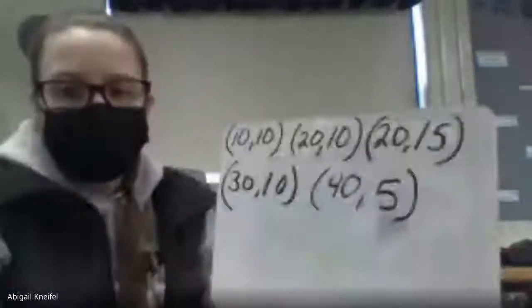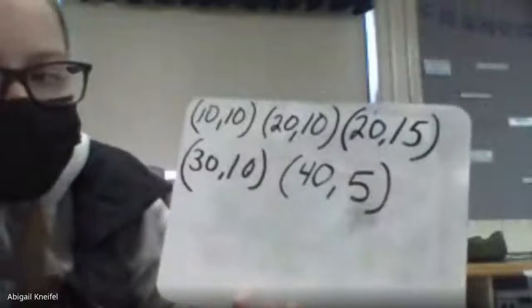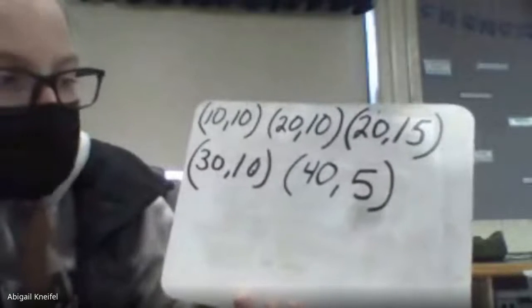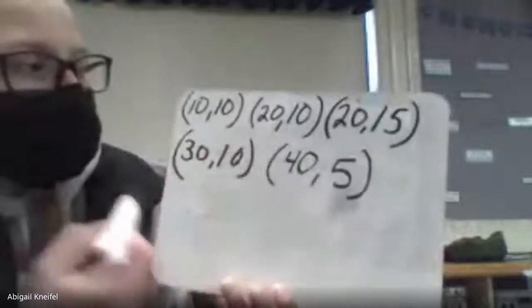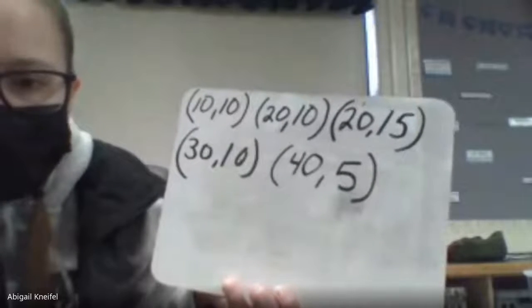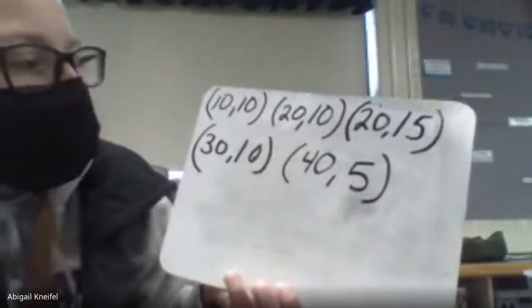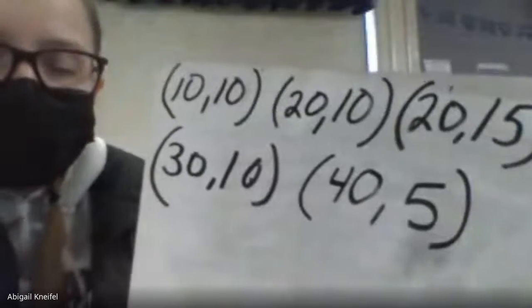Okay. We have 10, 10; 20, 10; 20, 15; 30, 10; 40, 5. So look at the x's: 10, 20, 20, 30, 40. What could you count by on the x-axis? Look at the y's: 10, 10, 15, 10, 5. What might be easy to count by on the y, okay? Be thinking about what's going to be the easiest for each axis.